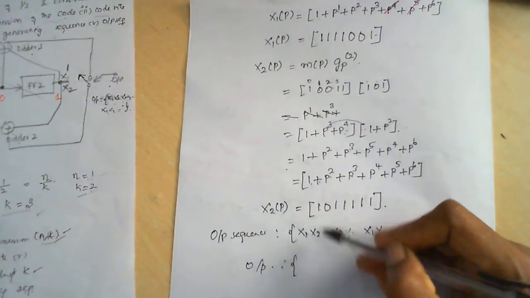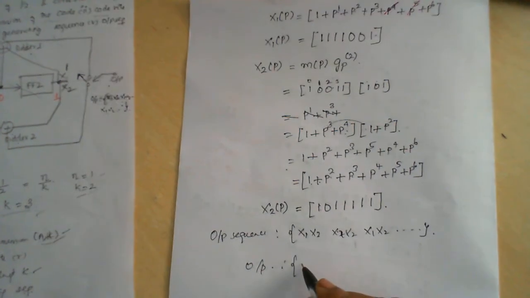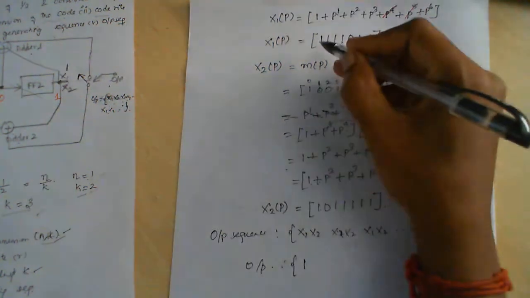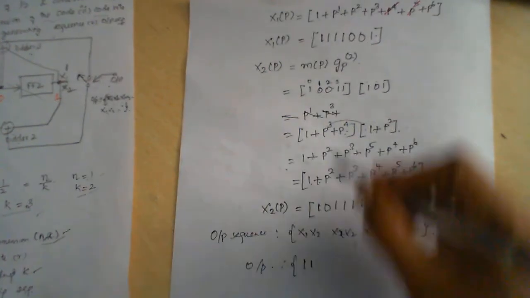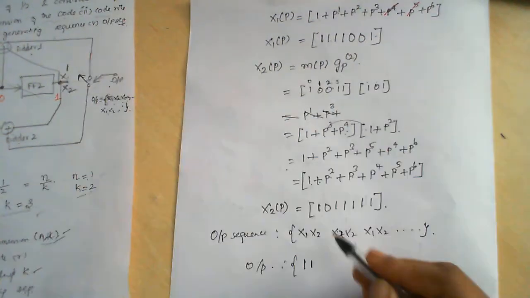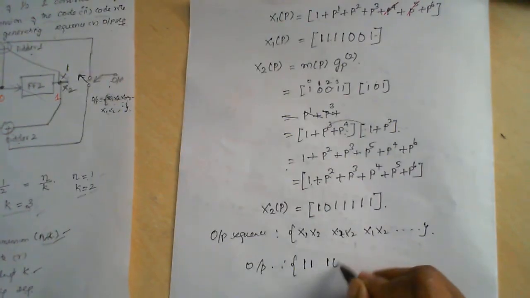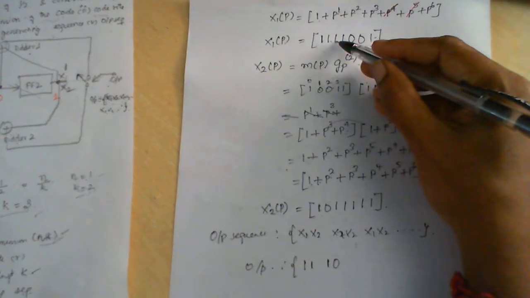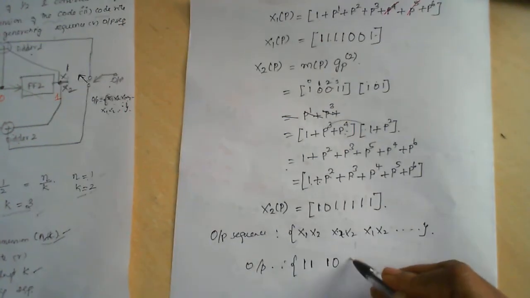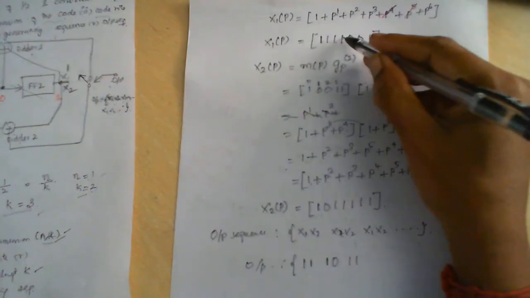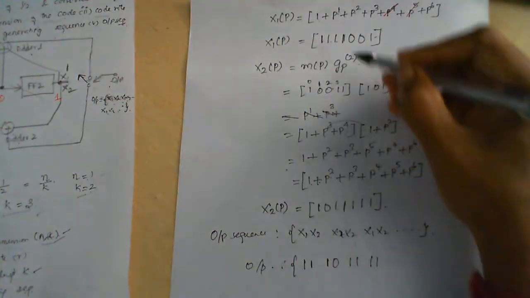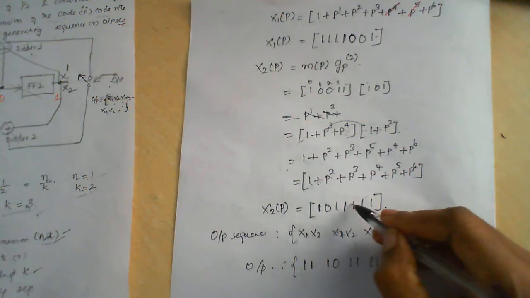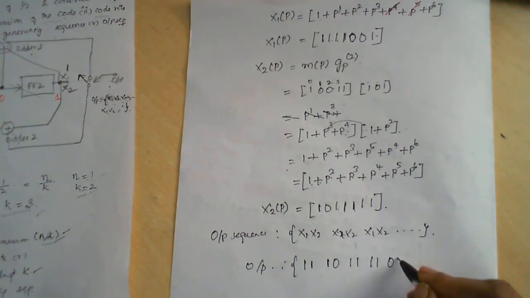and the first bit you should specify as the first output sequence. So here it is 1 and here it is 1, so write 1 1 here. Here it is 1 and the next bit here is 0, so it is 1 0. Next bit is 1 and next bit is 1, so 1 1. Next bit here is 1 and next bit here is 1, so it is 1 1. Next bit here is 0 and next bit here is 1, so it is 0 1.